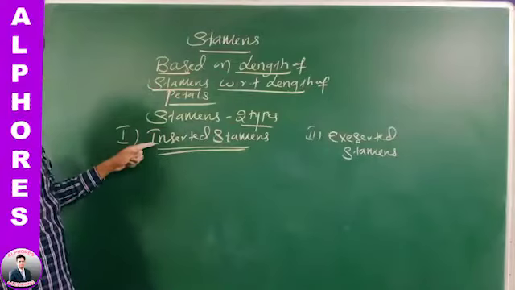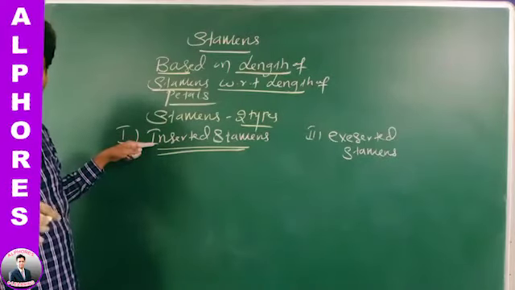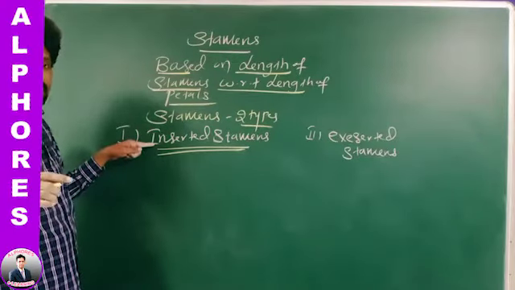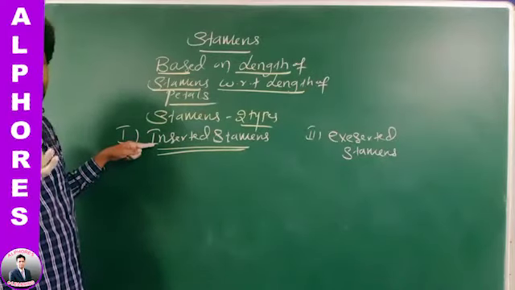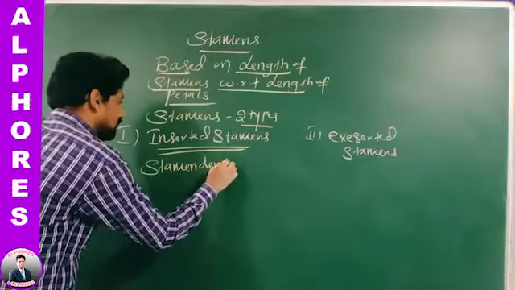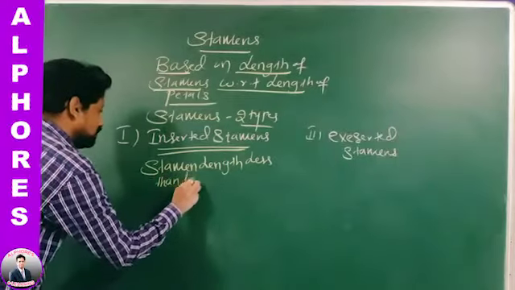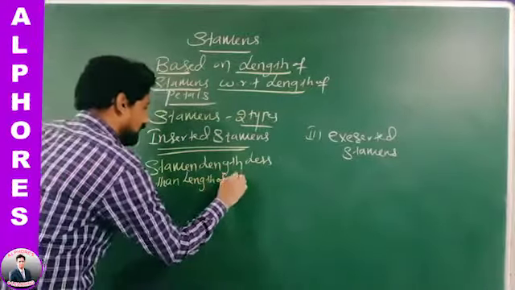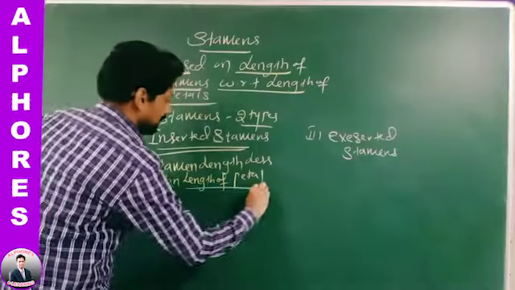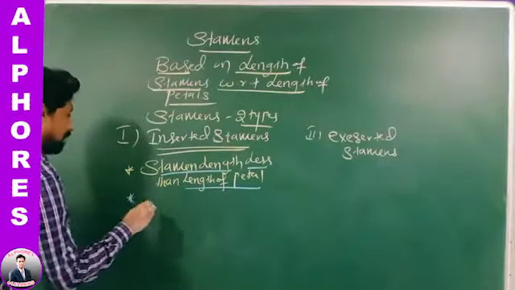The name itself indicates inserted. It means they are present inside the flower. Why are they present inside the flower? Because the length of the stamen is less than the length of the flower. So automatically stamens remain inside the flower. Stamen length is less than the length of the flower or petal. Whose length is more? Petal's length is more. Whose length is less? Stamen's length is less.